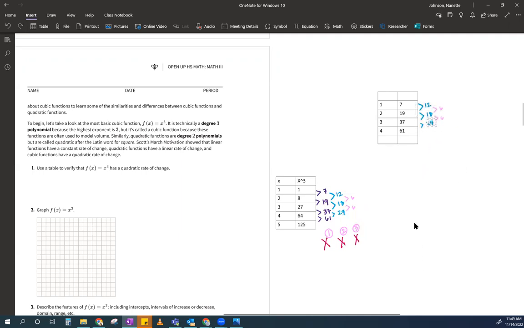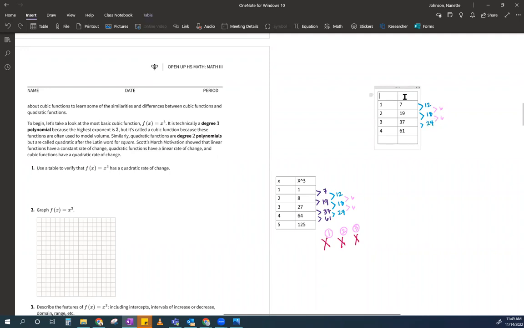So if I subtract 19 minus 7, that's 12, 37 minus 19 is 18, and so on. I got those numbers here. One of your classmates says, hey, Ms. Johnson, shouldn't that be quadratic? Yes. How do you know this function is quadratic? What tells you that this is quadratic? This function over here, let's call him G.